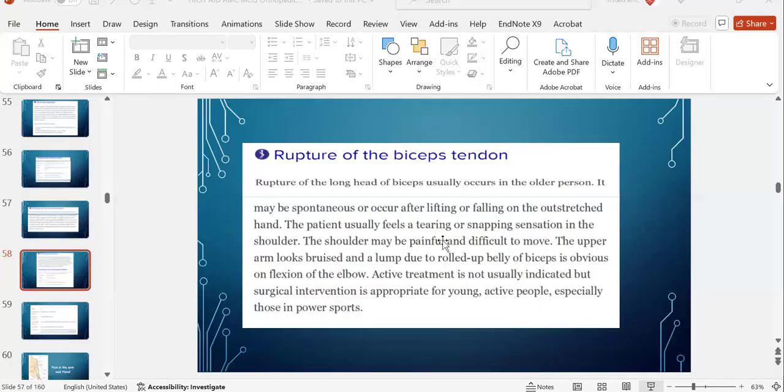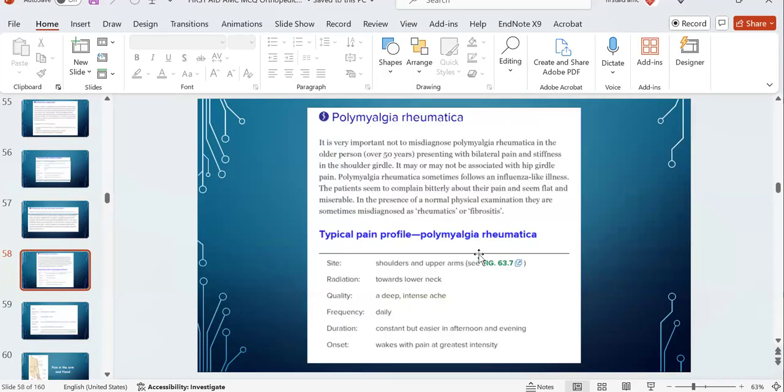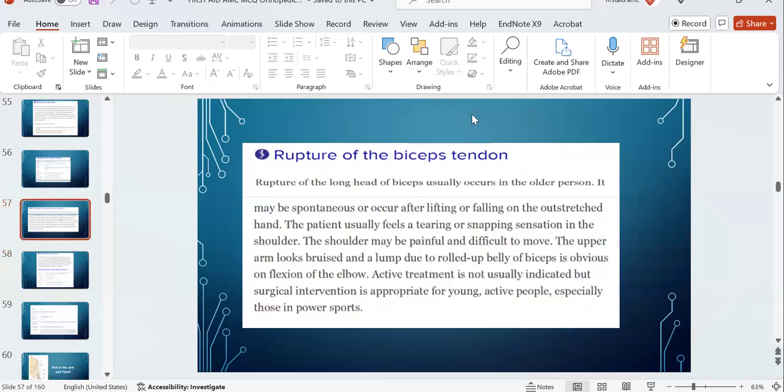Polymyalgia rheumatica we discussed in our connective tissue disorder class, not in this class. Okay. So that's all about shoulder pain. The main thing that you need to get from here is how to diagnose rotator cuff tendinopathy. What are the main features of it? How to diagnose adhesive capsulitis? Yeah, so high resolution ultrasound is the diagnosis for frozen shoulder.